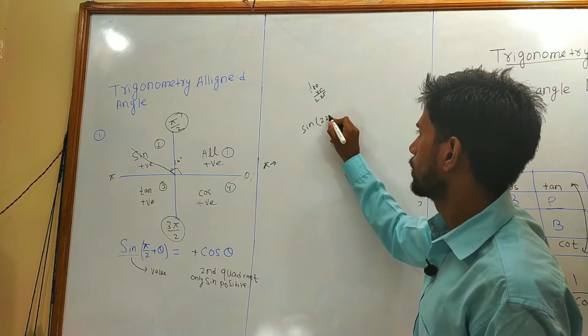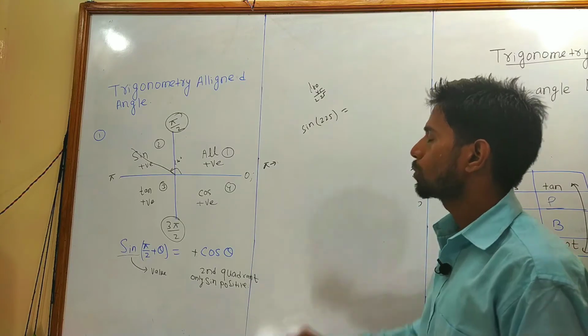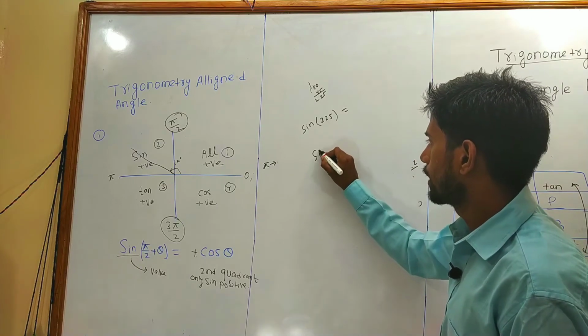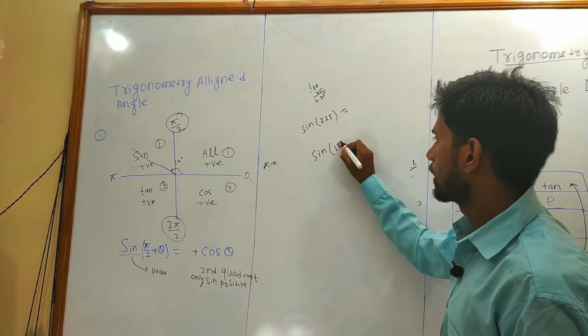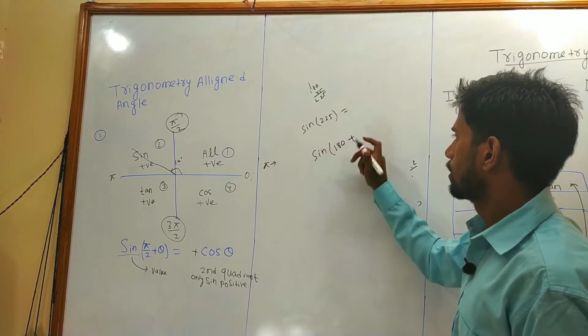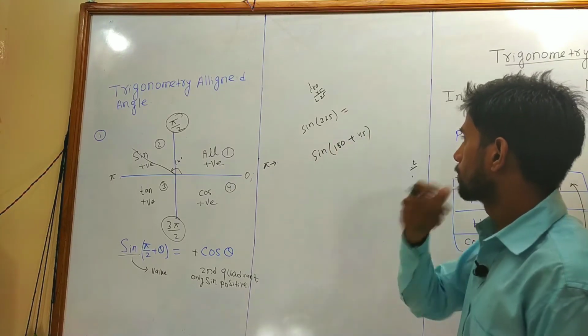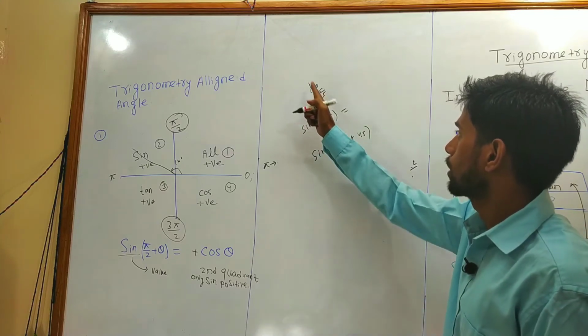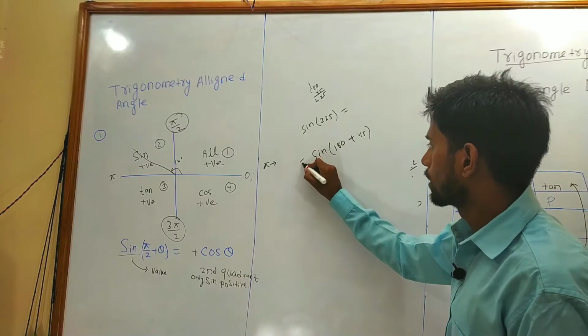225. What is the value of sine 225 degree? How to find the value of sine 225 degree? Very easy. We can write sine 180 plus 45. Now how to find this value?